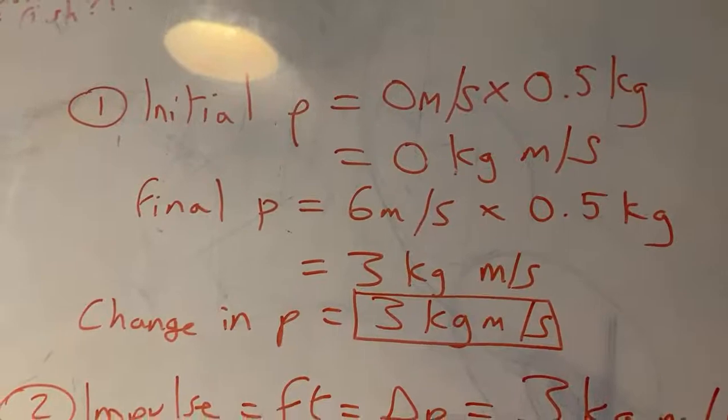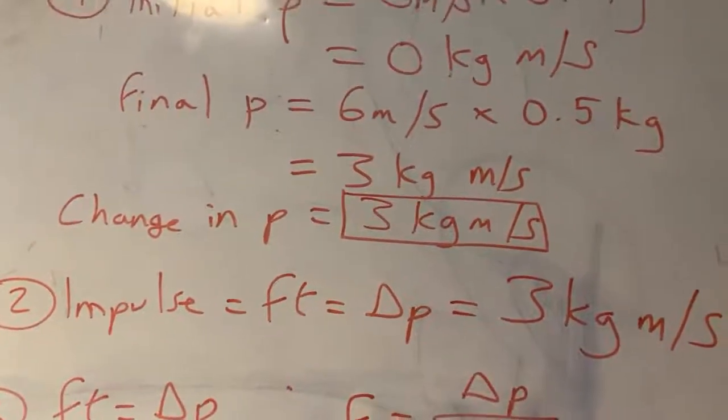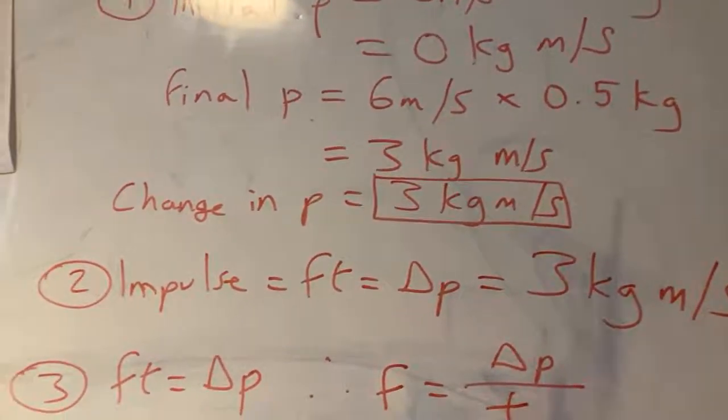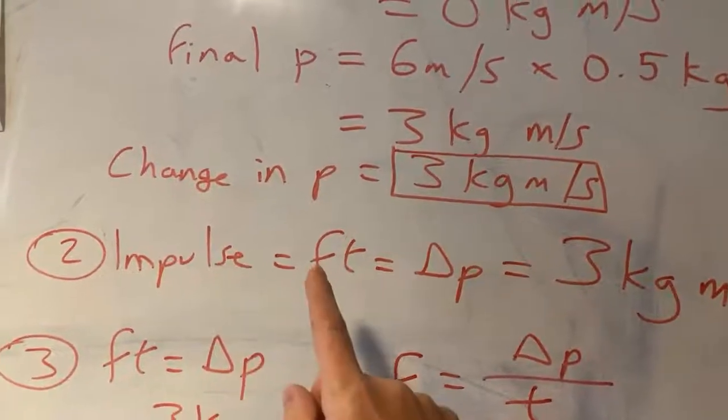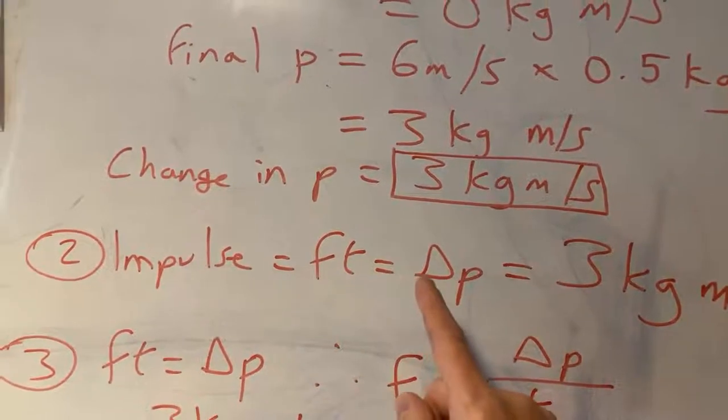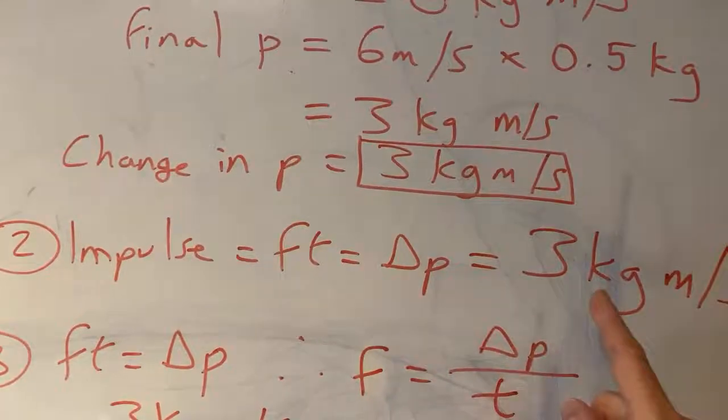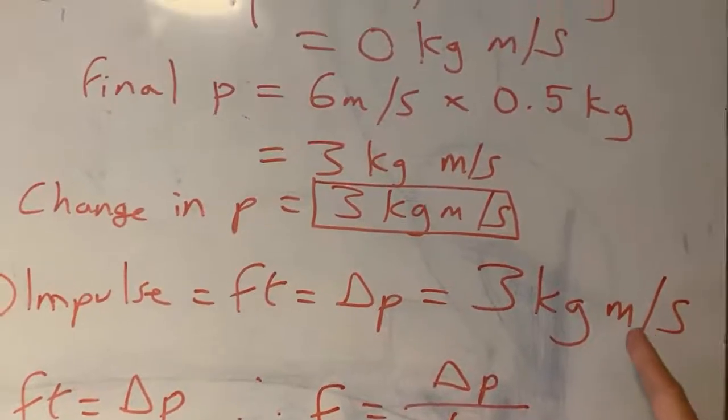What impulse was delivered to the bird's head? Well, if I was writing it in an exam, I'd try and be really obvious. So I've written impulse equals F times t, which is the same as the change in momentum. So it's the same. It's 3 kilogram meters per second. Is that all right?